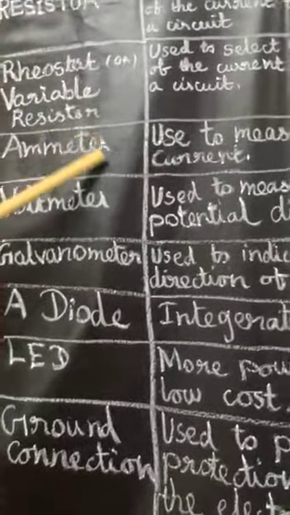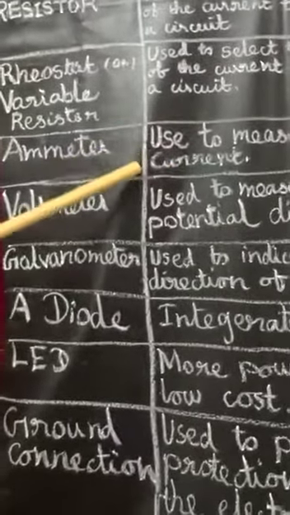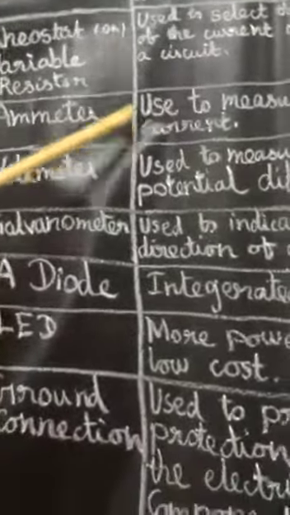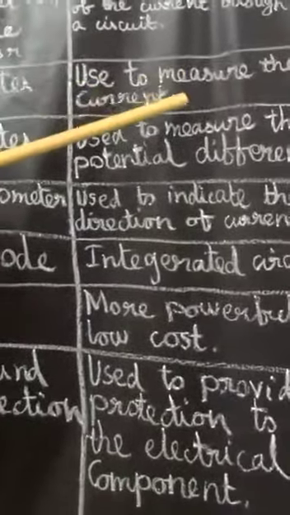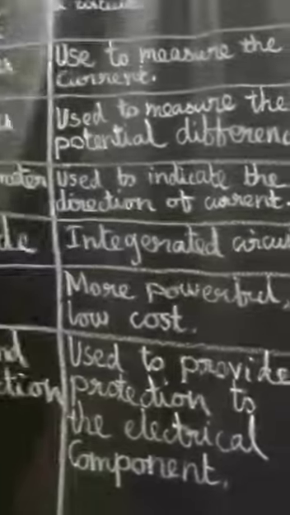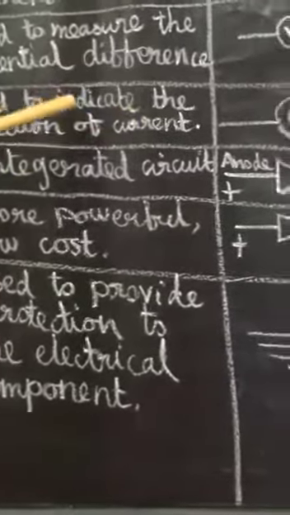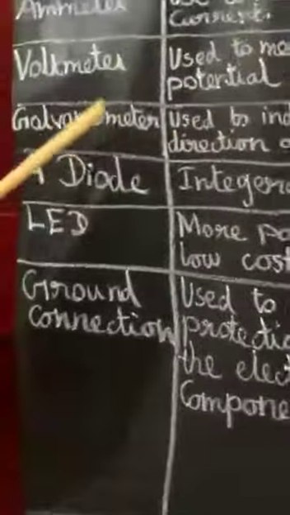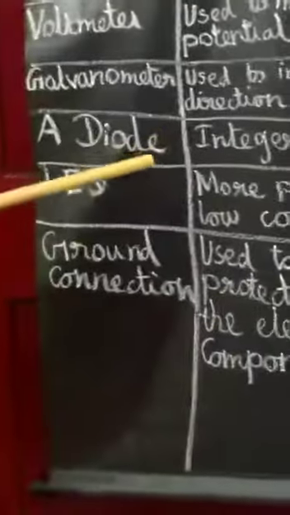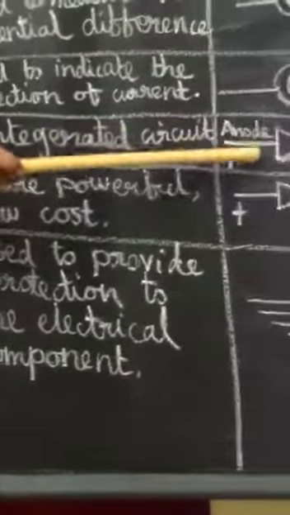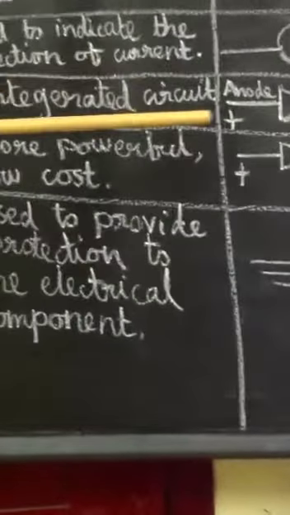Third one, ammeter. The ammeter measures the current, how much current you apply to the electrical circuit. This is the symbol of the ammeter. The voltmeter measures the potential difference. The galvanometer indicates the direction of current, left or right, and you measure the direction using the galvanometer. This is the symbol of the galvanometer. A diode is used in an integrated circuit. This is the symbol, with anode and cathode, the two ends of the diode.